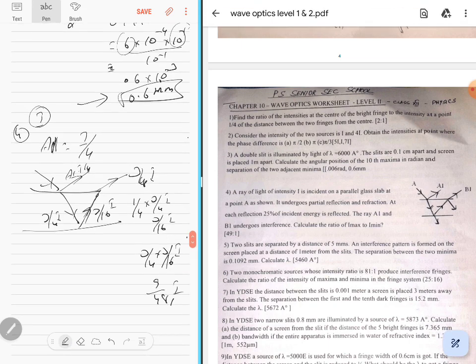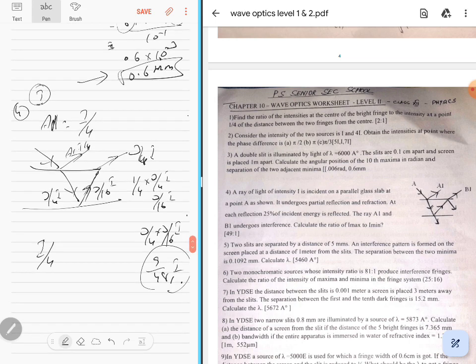So that is the emergent ray. The intensity of the first reflected ray, which is I by 4, to that of the last ray, which is 9I by 64. I and I get cancelled, 64 by 4 into 9, 16 by 9. So that is I1 by I2.